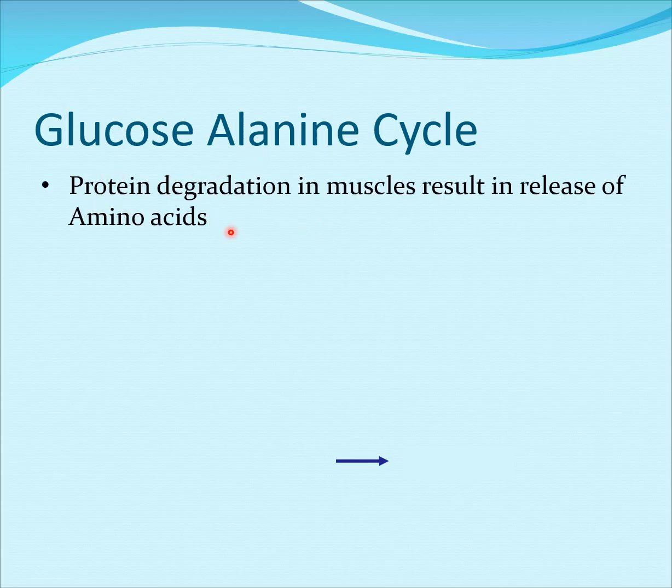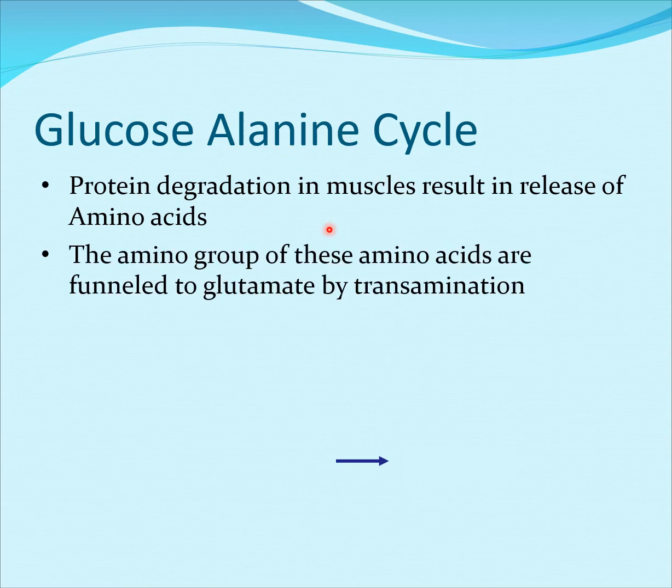First, protein degradation in the muscle when there's an exercise or any movement of muscle. In fact, even in the static state there will be degradation of muscle proteins. So protein degradation in muscles results in the release of different amino acids. In general, the amino group of these amino acids will be funneled into glutamate by transamination. Here it is not safe to transport glutamate from muscle into the liver. Why? Because glutamate is an acidic amino acid.